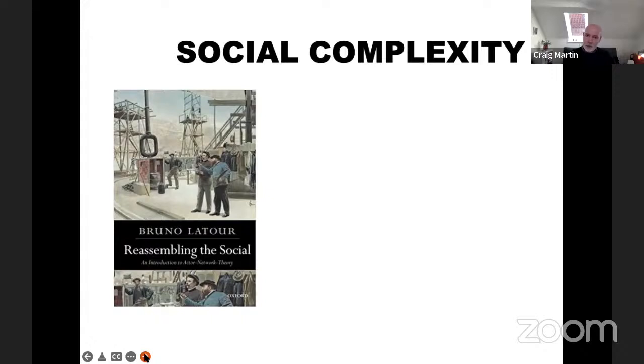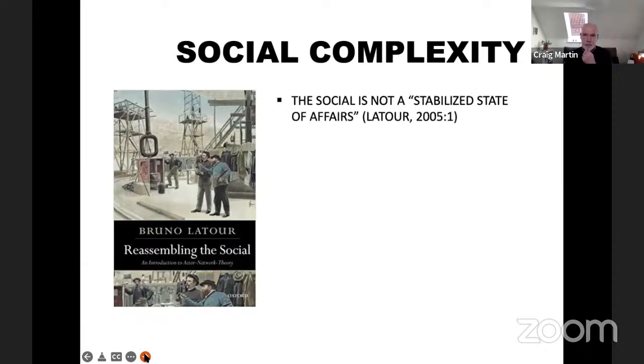The subtitle of this is An Introduction to Actor Network Theory, which is an important facet of the study of social complexity. I'm going to use a few bullet points to try and highlight some of the key points. What Latour talks about, literally on page 1 of the book, is that society, or as I call it, the social, is not a stabilized state of affairs. That is, sometimes when people traditionally talked about society, and this is what Arendt was critiquing as well, it was almost this stable thing that we just took for granted, that we're born into a society that is stable, that's homogenous, that's always been there.